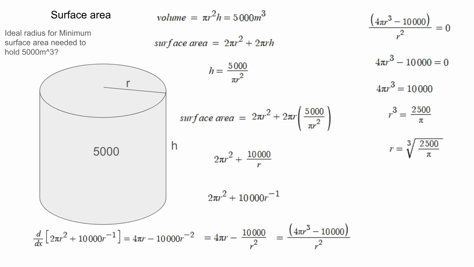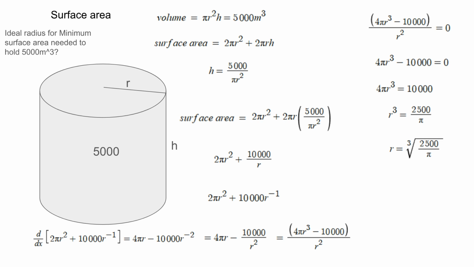We then set this equal to 0, which we can simplify into 4 pi r cubed take away 10,000 equals 0, so 4 pi r cubed equals 10,000, so r cubed equals 2,500 over pi, which simplifies into r equals the cube root of 2,500 over pi. This answer may not be as neat as the last one, but that does not matter.